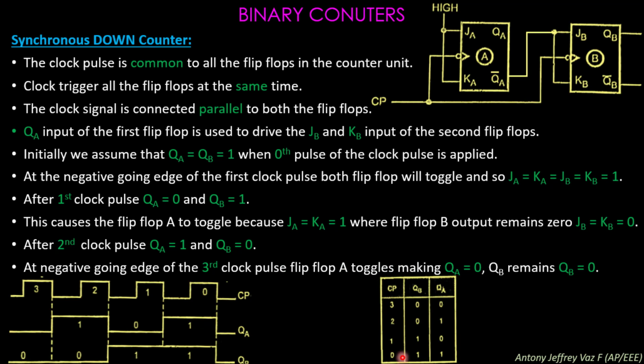So in this truth table you can see a minor difference. The clock pulse in this row is arranged in the reverse order. So you put the 0th value here, first value here, second value here, and third value here, so that the truth table will resemble the same.